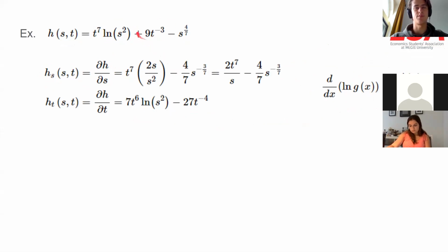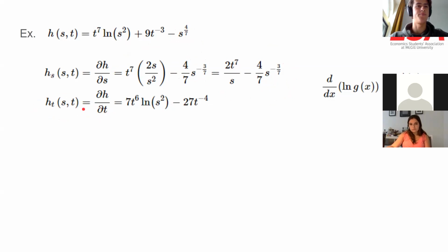Because we're differentiating with respect to s, this element here then becomes 0 and is not included in the next step. And this element becomes minus 4 over 7 s minus 3 to the power of minus 3 over 7, sorry. If you simplify this, you get this.